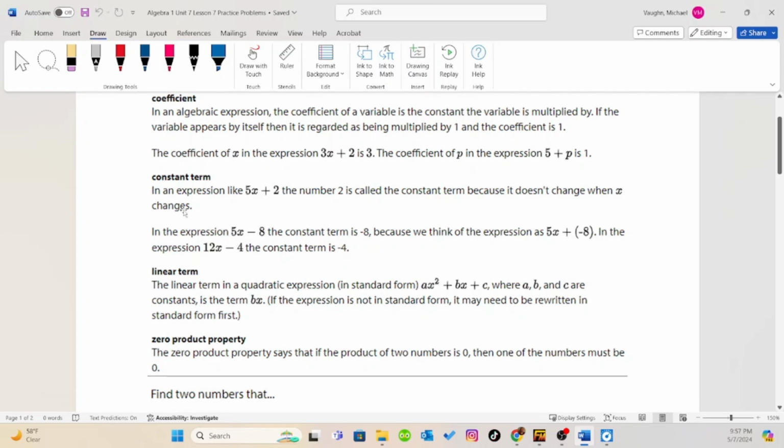Welcome to Algebra 1, Unit 7, Lesson 7, Practice Problems. We're going to start out with 4 vocabulary terms. Make sure we understand what we're talking about when we read the problems.